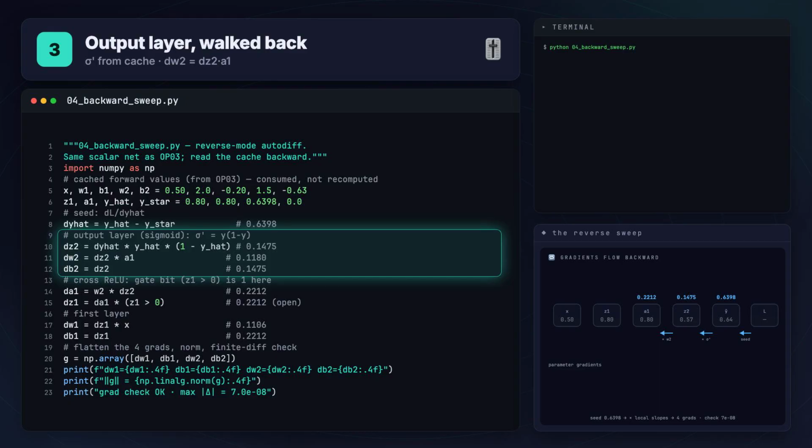The output layer walked back. dz2 is dy times the sigmoid slope 0.2305, giving dz2 of 0.1475. Then dW2 is dz2 times a1 and db2 is dz2. Notice dW2 uses a1 straight from the cache. The forward activation is the local derivative dz2/dW2. 3 lines, 2 of the 4 gradients done, 0 new forward work.